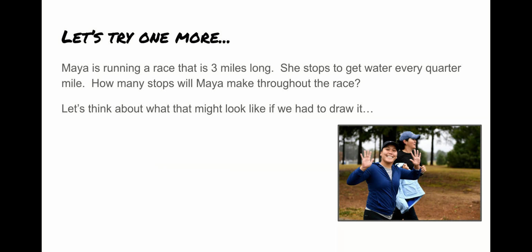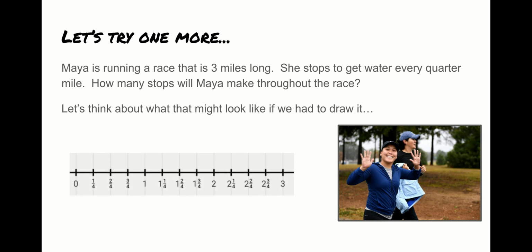So let's try one more before we have you try it on your own. This is Maya. She's running a race that's 3 miles long. She stops to get water every 1/4 of a mile. How many stops will Maya make throughout the race? So let's think about what that might look like if we had to draw it.